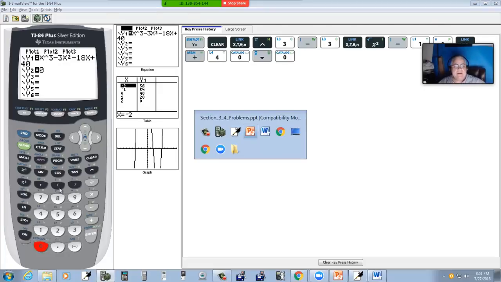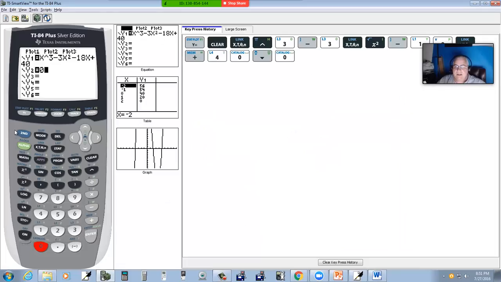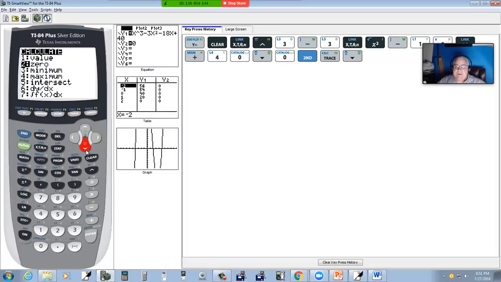Now we're at step 2. We're going to do second trace and choose intersect. So do second trace. We want to choose intersect. You can down arrow to it and press enter on it, or simply press the 5 that's in front of it. That'll do the down arrow and enter for you.